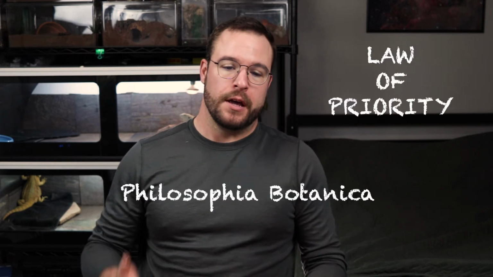Before Linnaeus ever published binomial nomenclature as we know it today, he first published what's known as the law of priority in his book Philosophia Botanica. The law of priority states that the first official binomial name, the first scientific name attributed to a species, takes precedent over all that follow. It is the most correct. And this is important because it means that there can only be one most correct name, and therefore the most proper name, and that's in part why we have binomial nomenclature, for, again, that unique identification of each species.